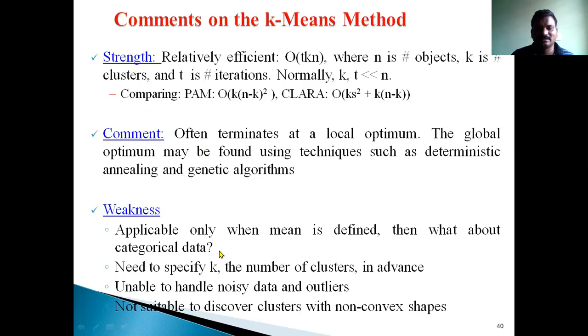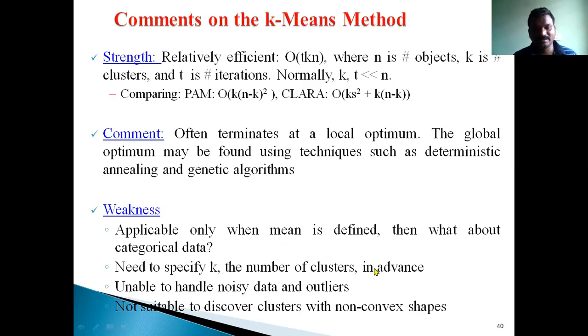The weakness of k-means clustering here is that it is applicable only when the mean is defined. The first weakness is that you always have to define the mean. Then what about categorical data? For k-means clustering you have to identify the mean value, but it is not applicable for categorical data. It is only applicable for numerical data. If it is categorical data, it fails.